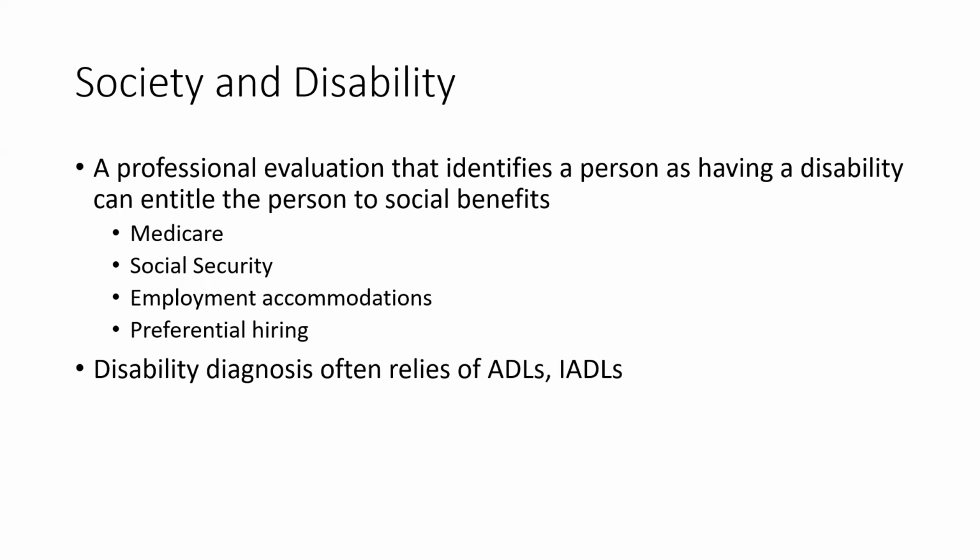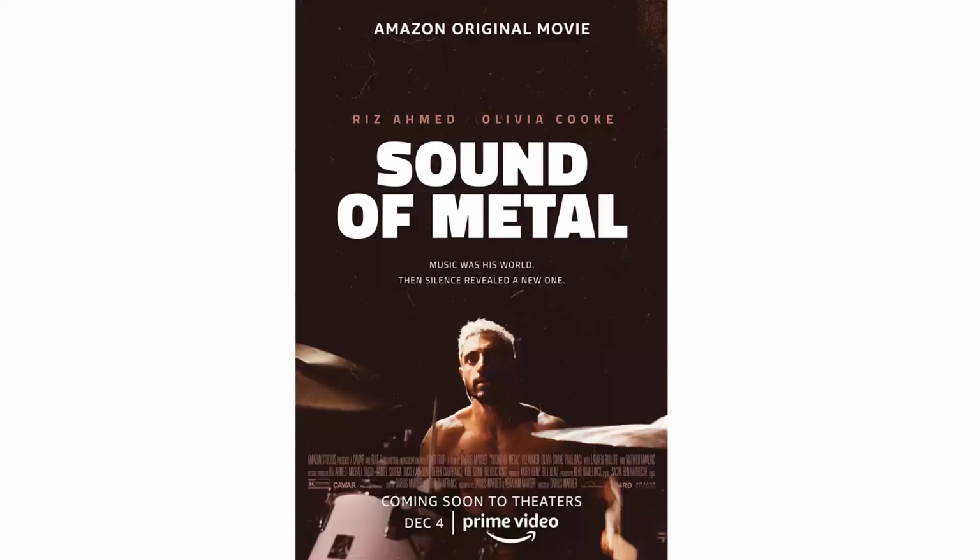So disability diagnoses usually rely on some sort of ADL and IADL, like, okay, what is it that you cannot do? And they define that in terms of ADLs and IADLs. So I have a question for you to think about for a second. Is deafness a disability? And try to apply the illness and disease lens. I'll let you think about that for a second.